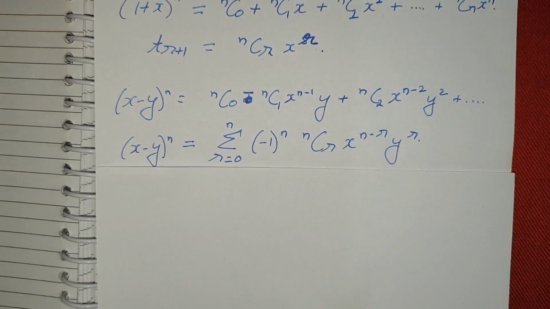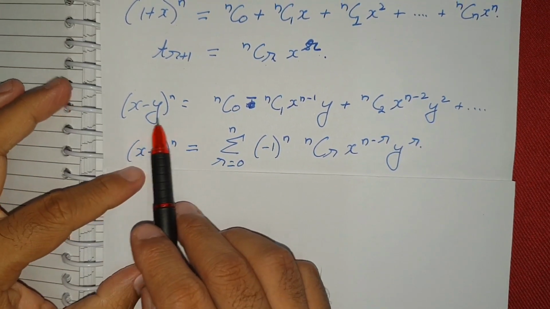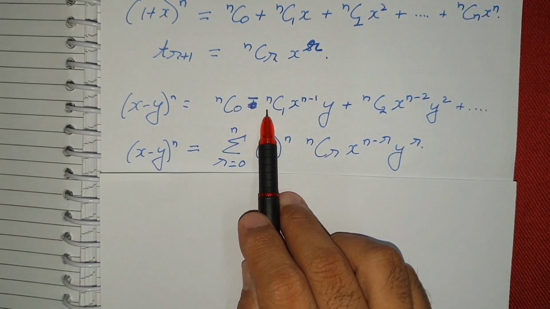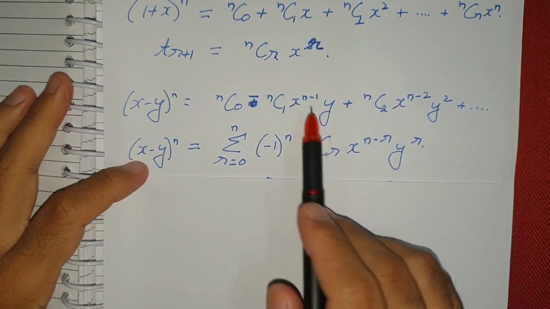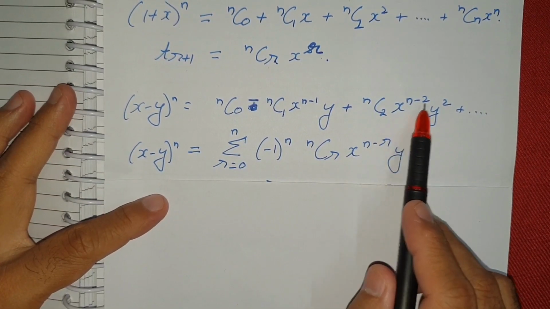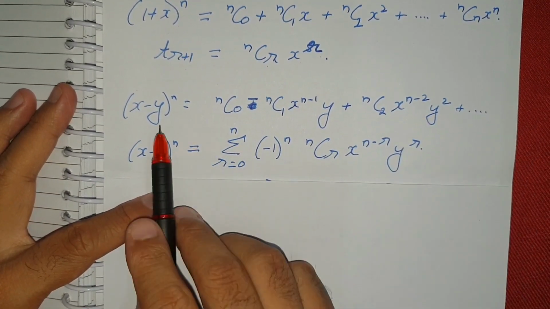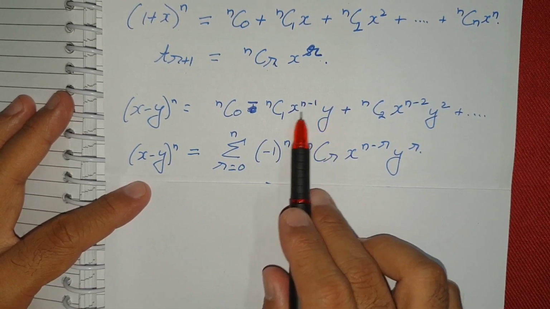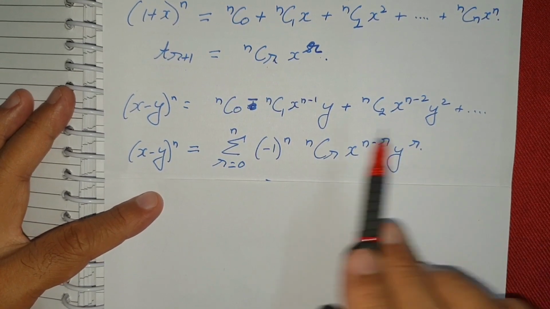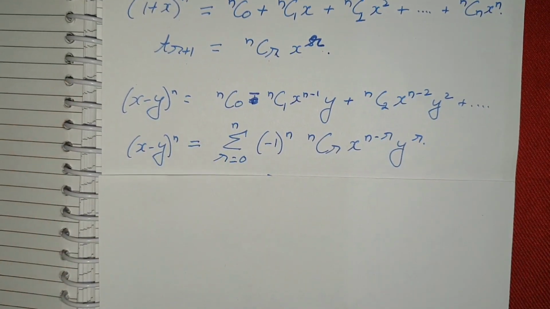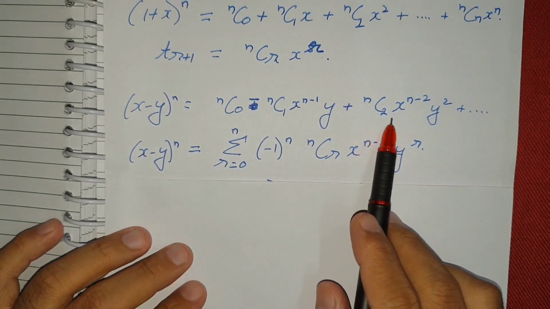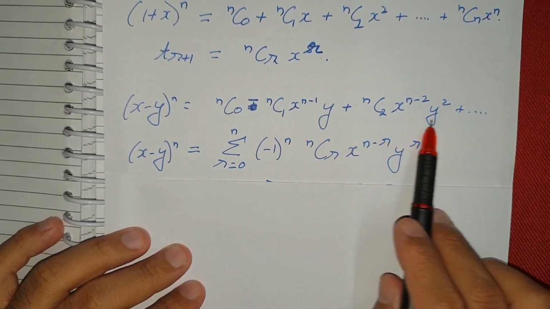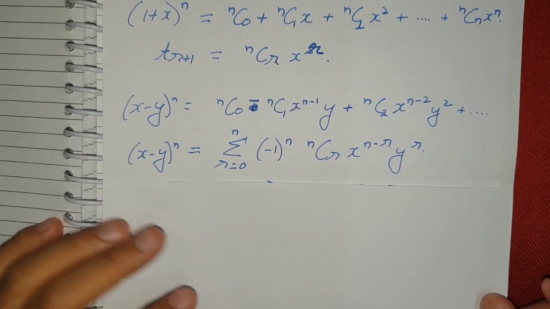Now suppose instead of plus we have minus: (x - y)^n. So this is nC0 x^n minus nC1 x^(n-1) y plus nC2 x^(n-2) y^2 and so on. We see that the minus sign is with y. So when it is y to the power 1, the term will be negative. When it is y squared, since it is minus y, minus y squared gives a positive. So basically you get the minus sign in alternate positions, like in the second, then the fourth, and so on.